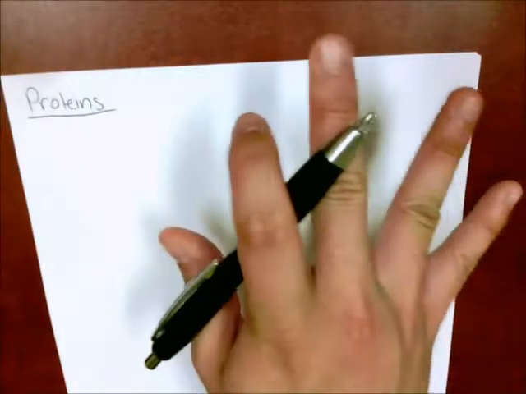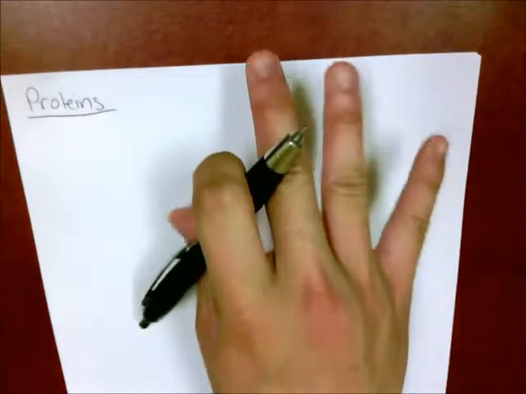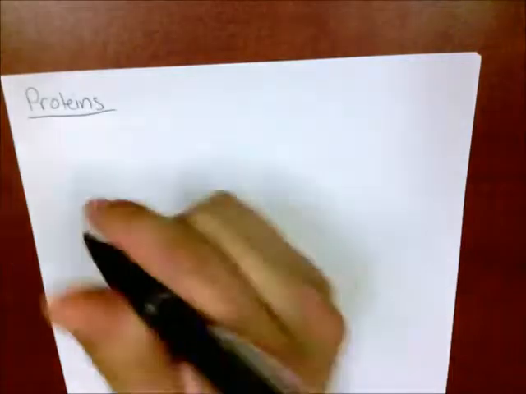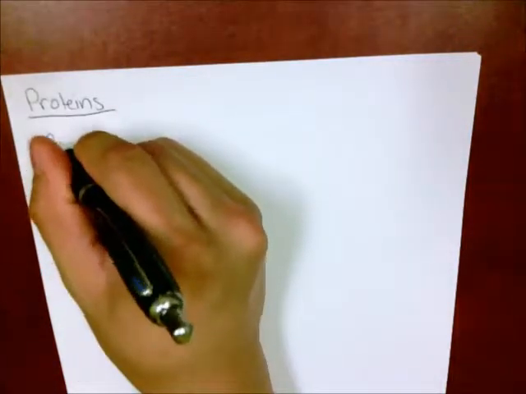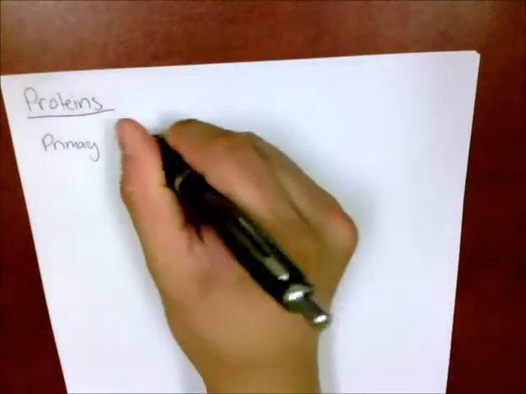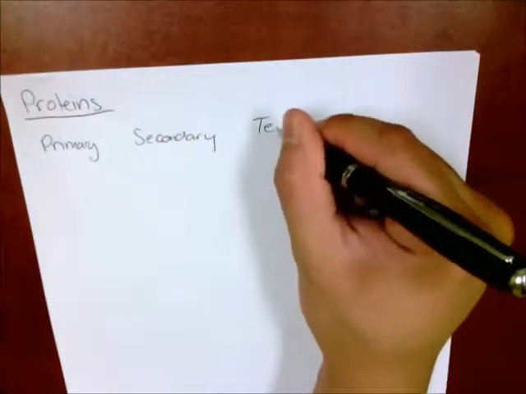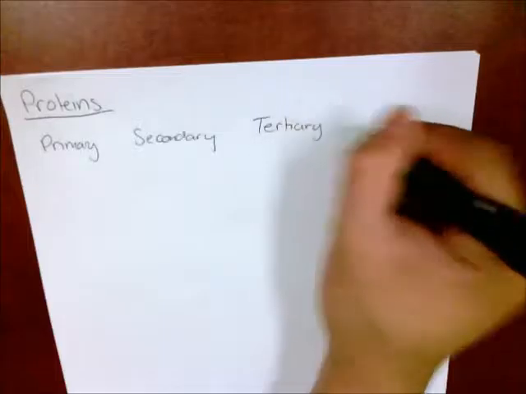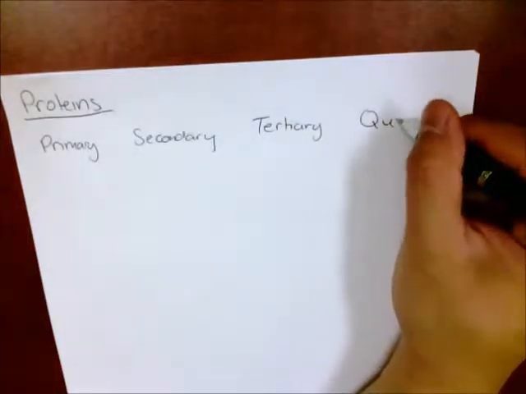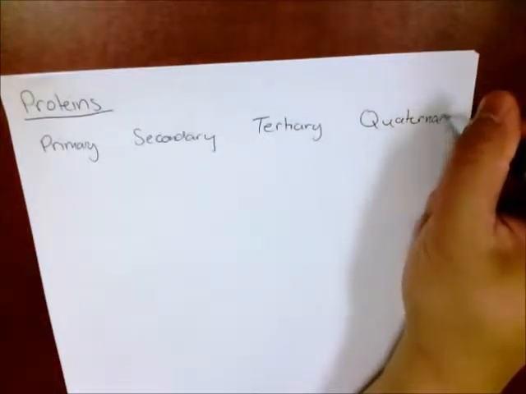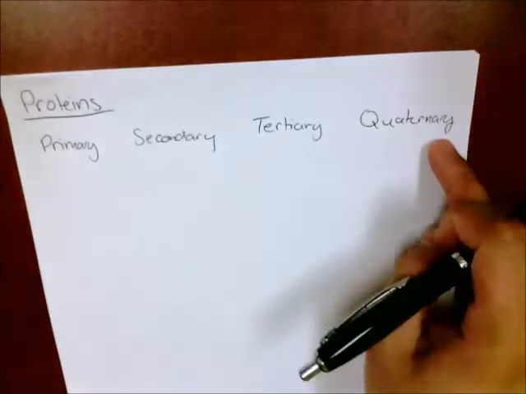There are going to be 4 levels of proteins. So 1, 2, 3, 4. And I think we talked about this back when I was talking about macromolecules, but I'm going to talk about them again. There's primary, secondary, tertiary. Remember, tertiary means 3, so it's the 3rd level. And quaternary. Remember, quaternary means 4. All right, so you have your primary, secondary, tertiary, quaternary.